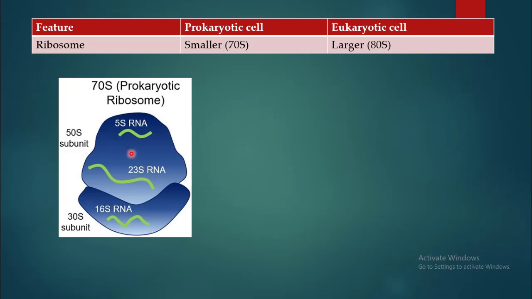There are two types of RNA in the large subunit. One is known as the 5S RNA. The other one is known as the 23S RNA. In the small subunit, they have got the 16S RNA.